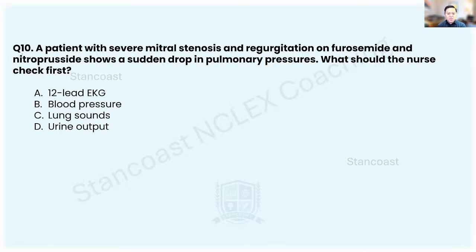Number 10, a patient with severe mitral stenosis and regurgitation on furosemide and nitroprusside shows a sudden drop in pulmonary pressures. What should the nurse check first? Again, the test question stated, a patient with severe mitral stenosis and regurgitation on furosemide and nitroprusside shows a sudden drop in the pulmonary pressures. What should the nurse check first? Is it A, 12-lead EKG? Is it B, blood pressure? C, lung sounds? D, urine output?